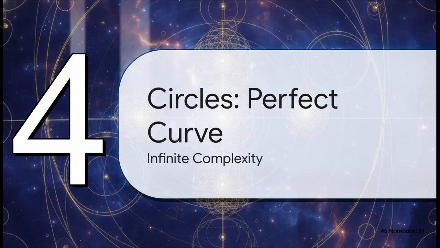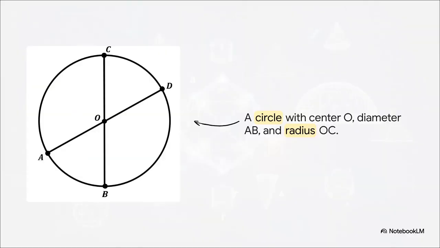Section 4. Circles, the perfect curve. We are officially leaving the rigid, straight-edged world behind and stepping into the infinite curve. To understand the circle, you have to know its vocabulary, which is beautifully anchored visually right here. We've got the center point O. The diameter, line AB, cuts straight across the middle. And the radius, like line OC or OD, stretches from the center right to the edge.